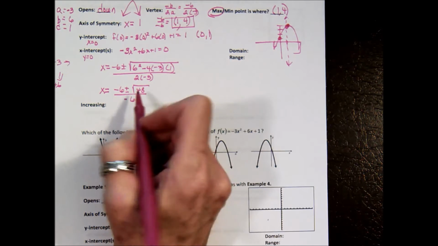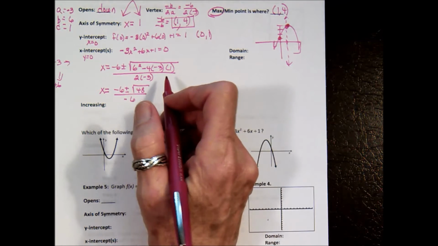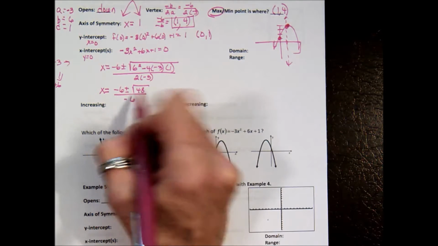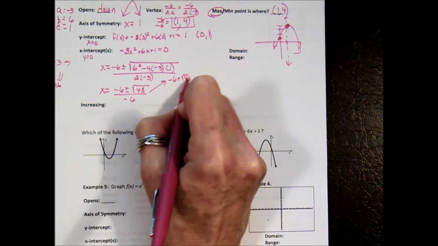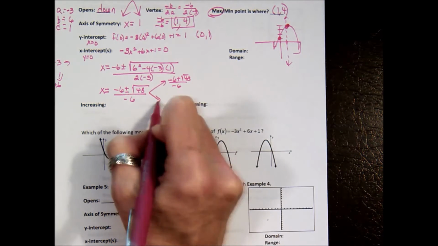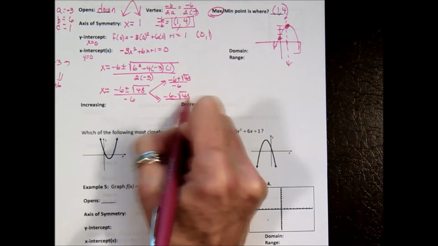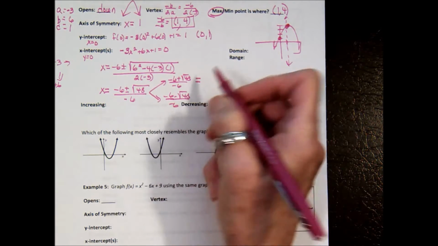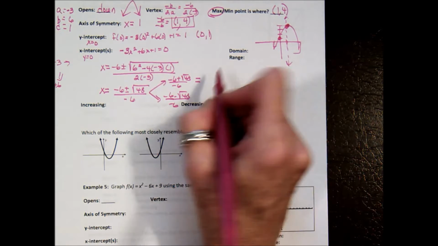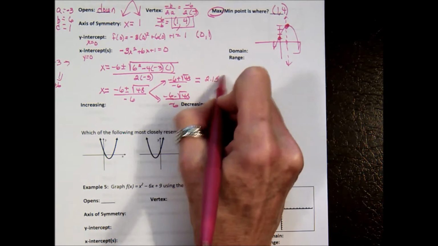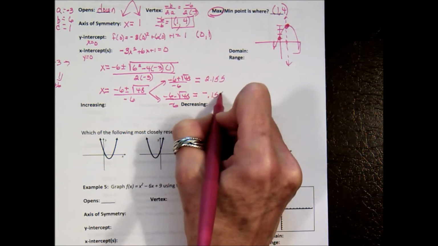What you need to do is, rather than simplify that, just put it in the calculator. You're going to put negative 6 plus radical 48 over negative 6, and then you're going to put negative 6 minus radical 48 all over negative 6. And when you do, you're going to end up getting 2.155 approximately, and negative 0.155. Now you know why we're not graphing it.